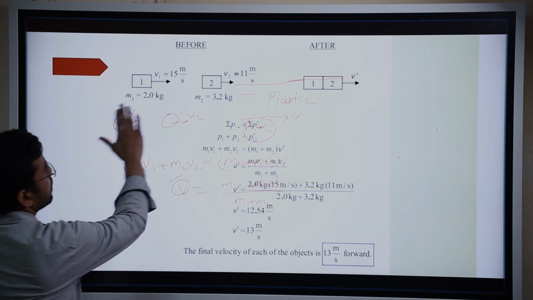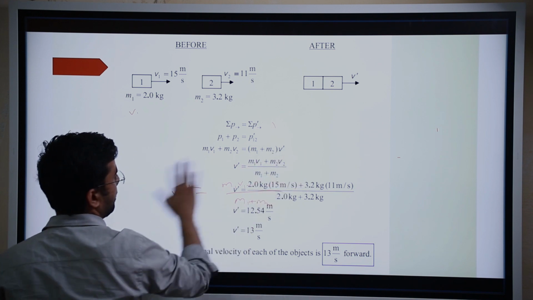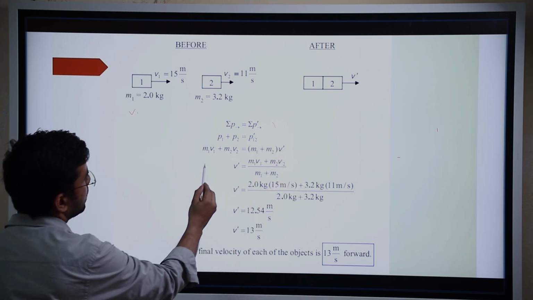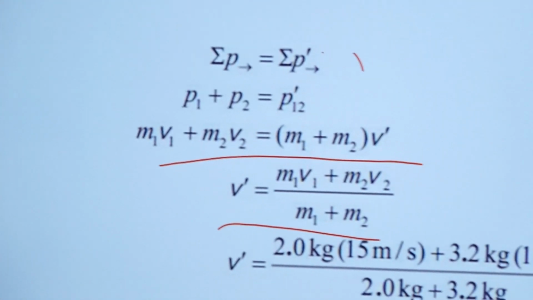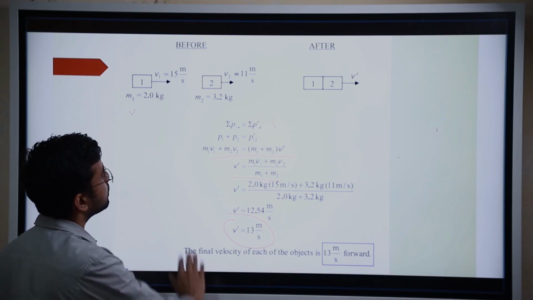Okay. So it is already solved. So m1 v1 is equal to m2 v2 like this. So the final answer will be 13 meter per second. Right.